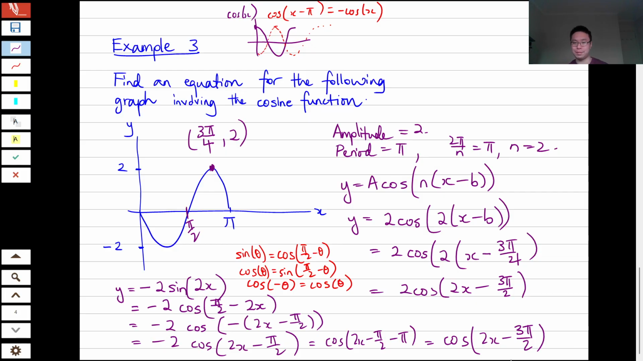Do you need to go about it that way? No. Obviously, it was easier to start with this form involving cosine, but I just wanted to show you that you can start with sine, do some manipulations, and get back to the cosine at the end as well. Okay? But in general, make your life as easy as possible.